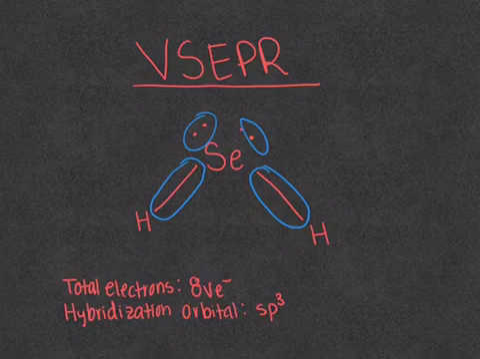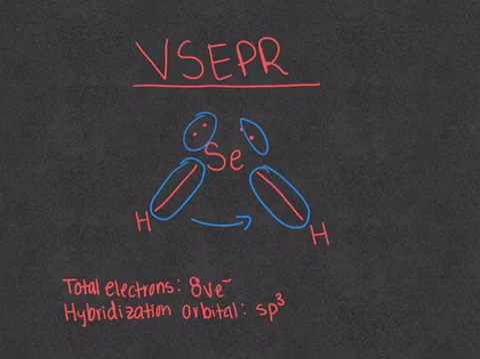Just as you can tell, this is bent right here, because the lone pairs are pushing it to become bent, but I'll be explaining that more further on. And it's sp3 because it's a total of 4 orbitals, so this gives us 1, 2, 3, and then 4.